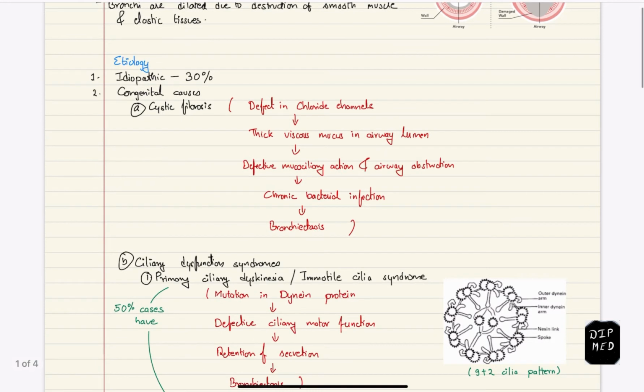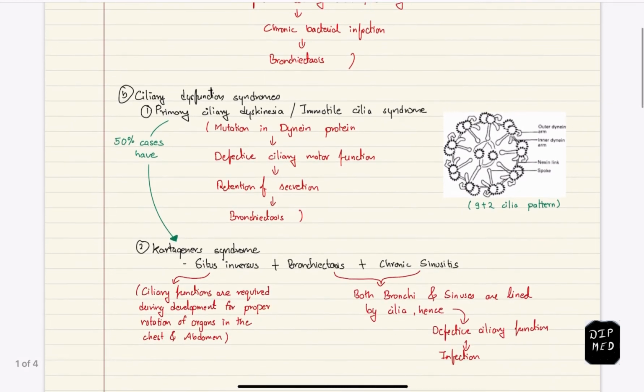Let's look at the etiological factors. 30% of the cases are idiopathic. Under congenital causes, first we have cystic fibrosis. In cystic fibrosis, there is a defect in the chloride channels. Sodium and water are retained from the mucus and hence the mucus is relatively dried out. This leads to formation of thick viscous mucus in the airway lumen. Cilia cannot expel these thick mucus, hence due to defective mucociliary action, there is obstruction of airway. Slowly, bacteria start invading and destroy the bronchial walls, leading to bronchiectasis.